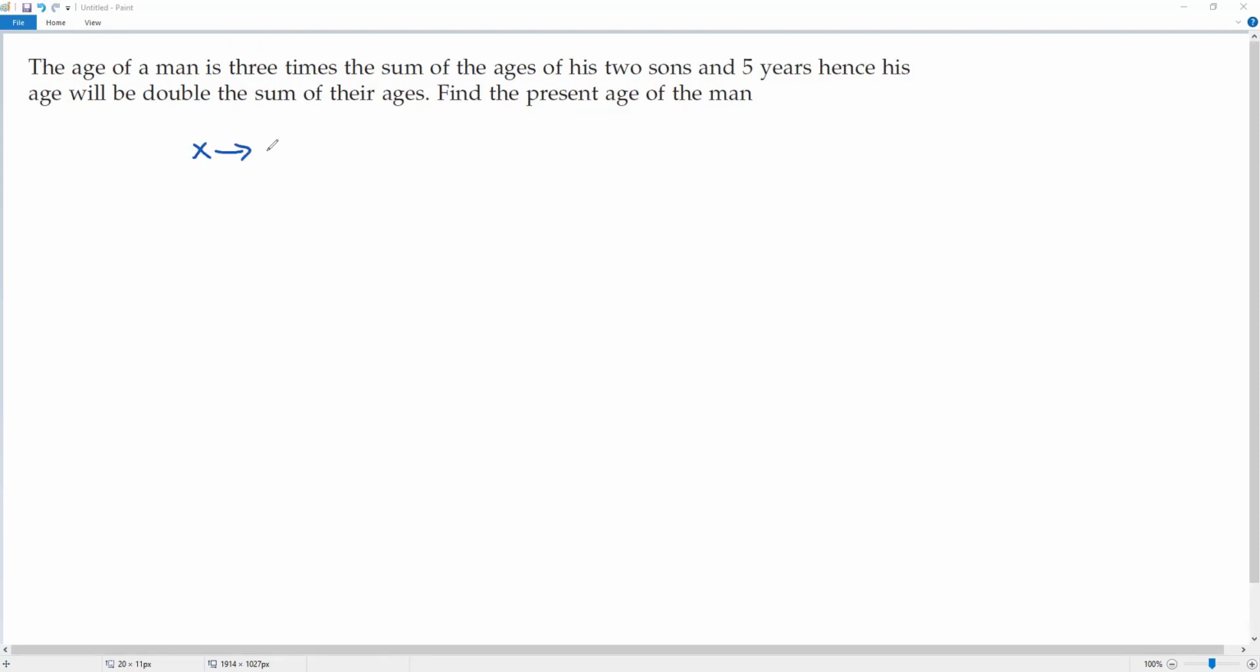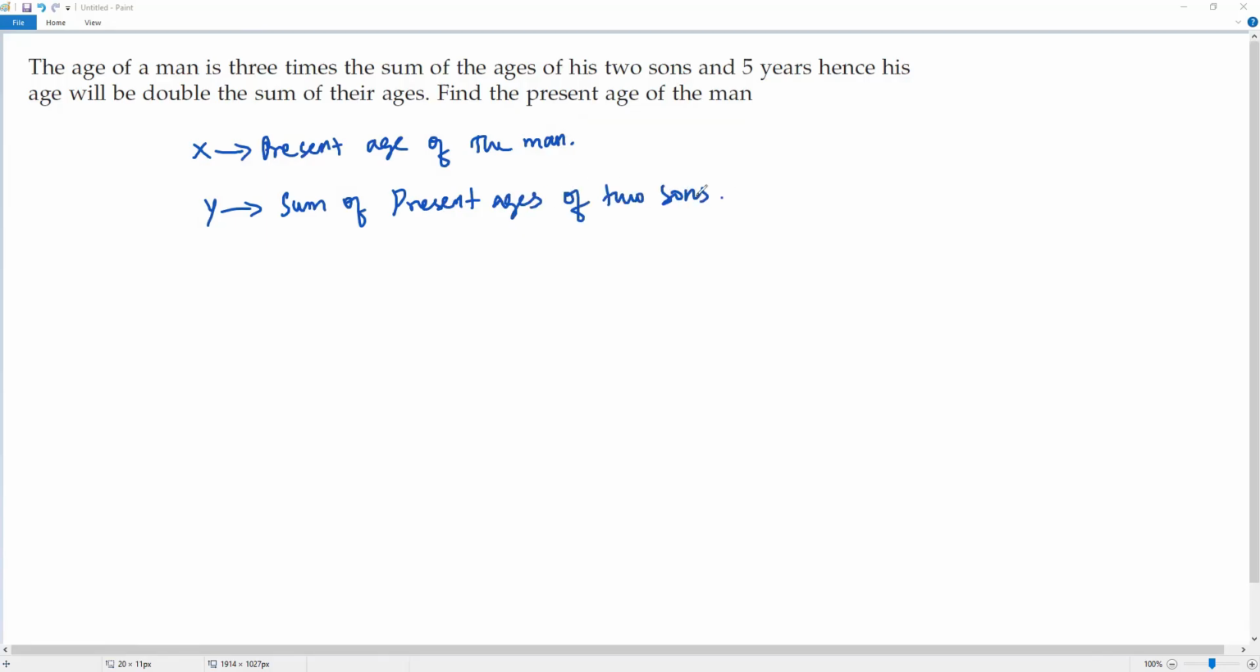We can assume x as the present age of the man. Let me write the stuff over here. Present age of the man. And we can take y as the sum of the present ages of two sons. Let me write the stuff. Sum of the present ages of two sons. According to the first piece of information, the age of the man is equal to 3 times the sum of the ages of two sons. That is 3 times y.